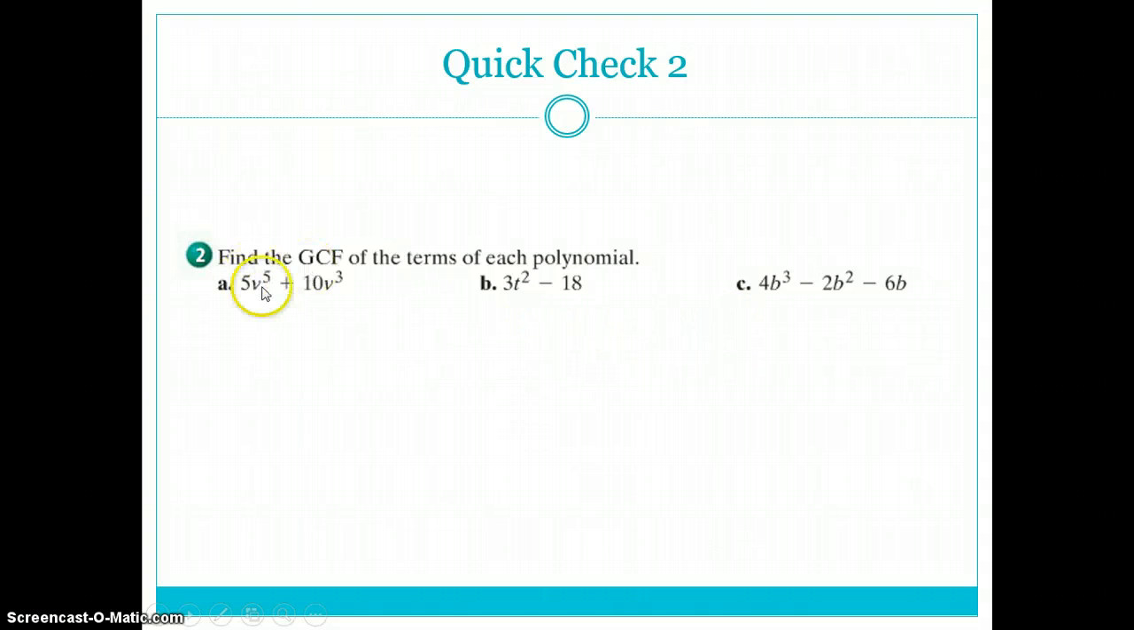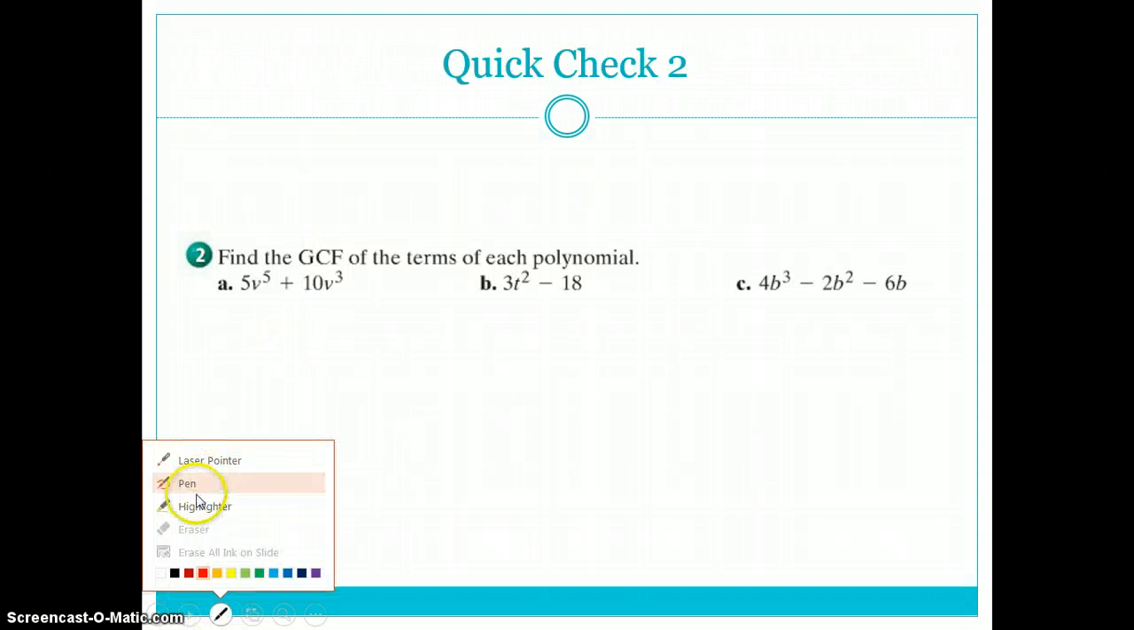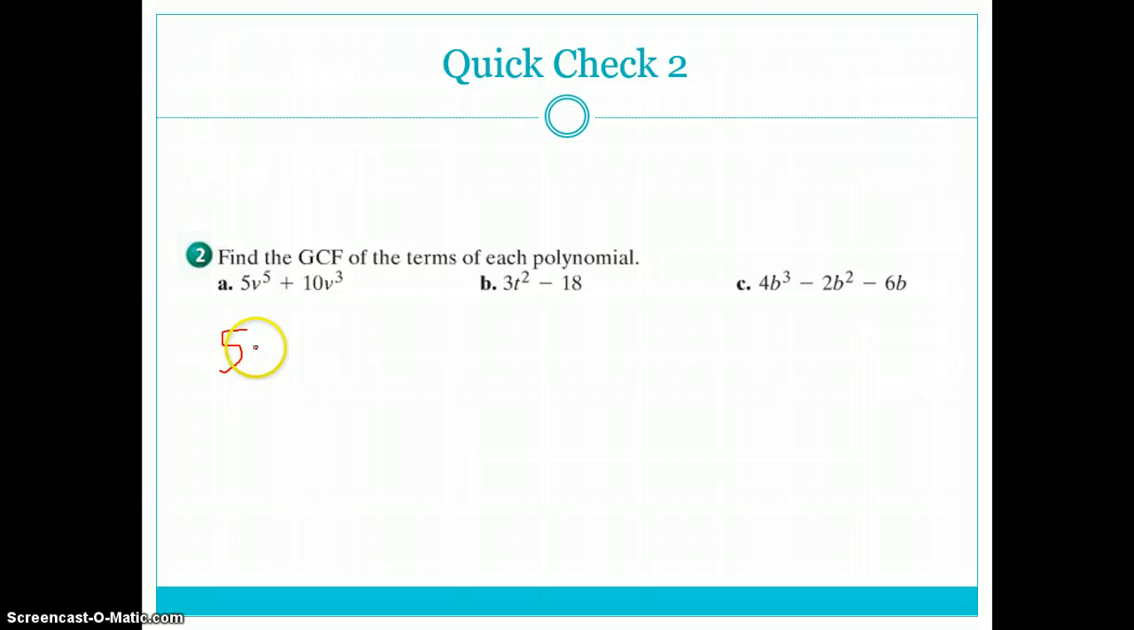All right. So I'm going to do the long way for the first one, and I'll show you how I do this in my head after. So, 5v to the fifth is just 5 times v times v times v times v times v. 1, 2, 3, 4, 5. Check. And 10v cubed is 5 times 2. If you know the GCF of 5 and 10 is 5, you don't have to show all this. And v times v times v.